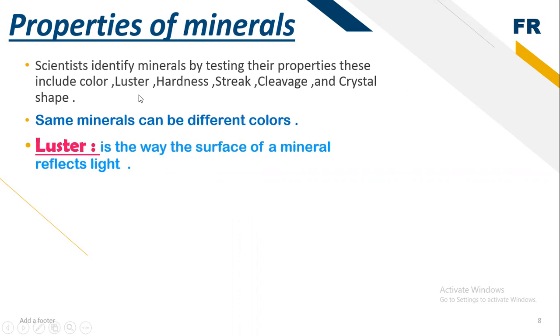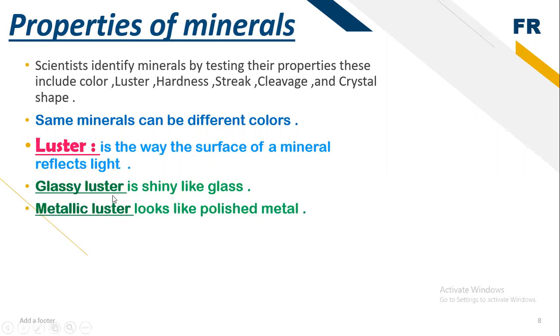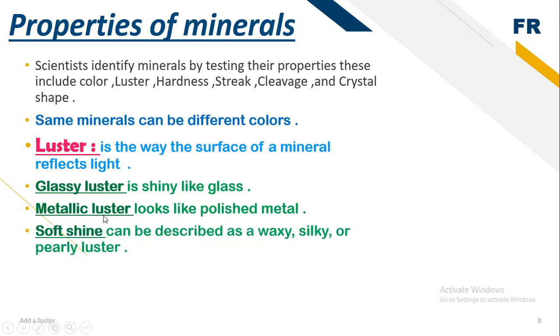Luster is the second property we will talk about. It's the way the surface of a mineral reflects light. Think of a piece of chalk, a fork, or a piece of metal, each one having a different way of reflecting light. A glassy luster shines like glass. Metallic luster looks like polished metal, and soft shine can be described as waxy, silky, or pearly luster.